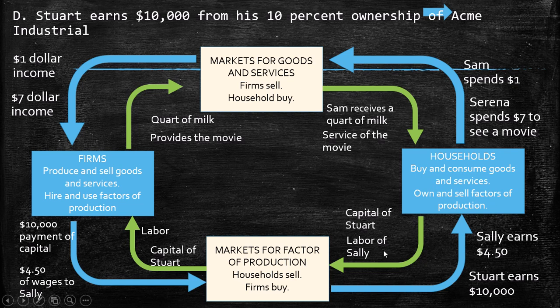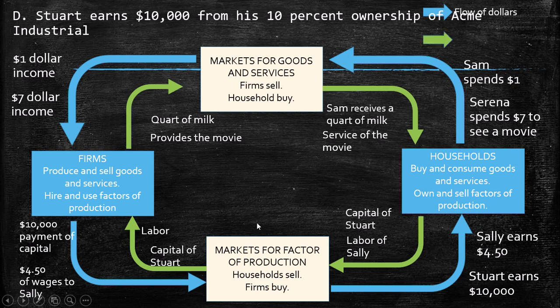If you see, almost everything is like this, right? For example, Sam receives milk, and they provide milk. The service of the movie, they provide the movie. So they provide capital, they receive the capital. They provide labor and they receive the labor. It's almost the same for the fourth.